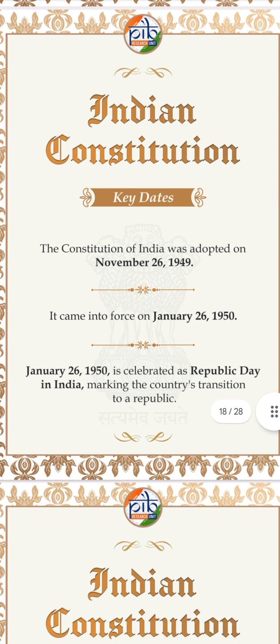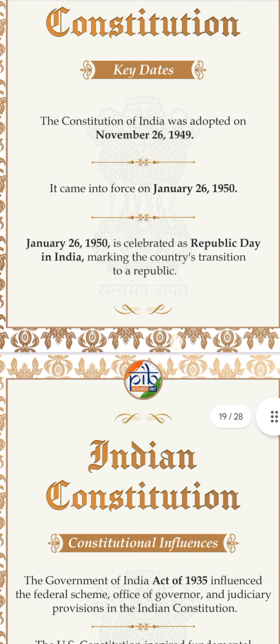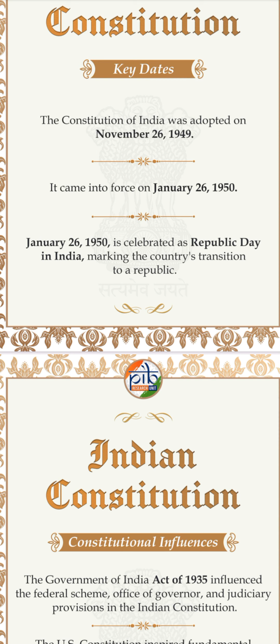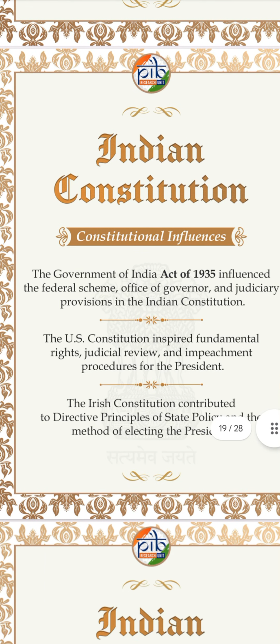Key dates in the Indian Constitution. The Constitution of India was adopted on November 26, 1949. It came into force on January 26, 1950. January 26, 1950 is celebrated as Republic Day in India, marking the country's transition to a republic.